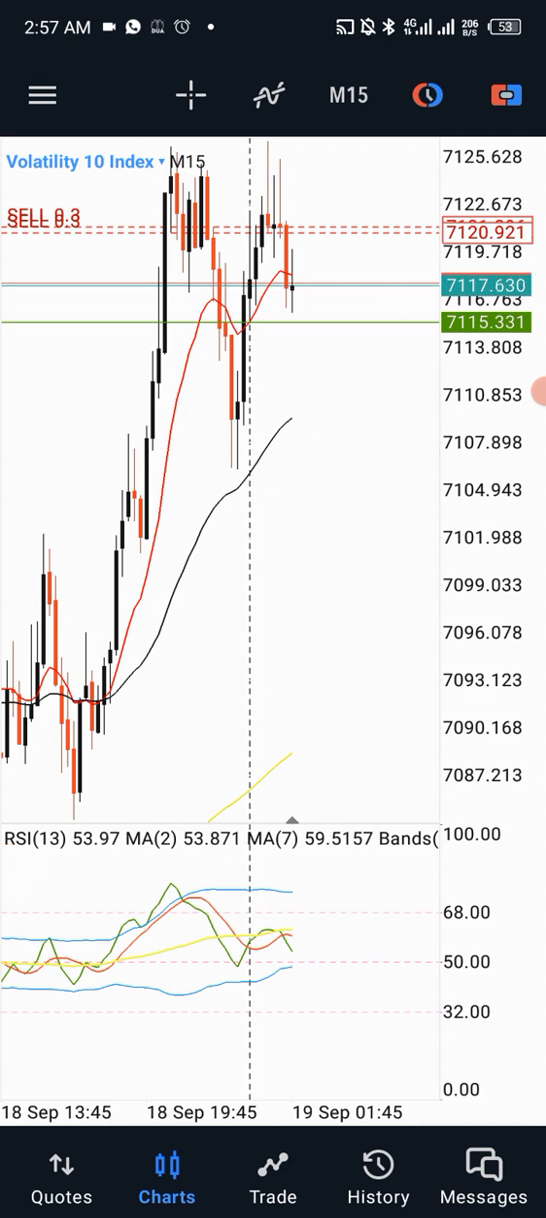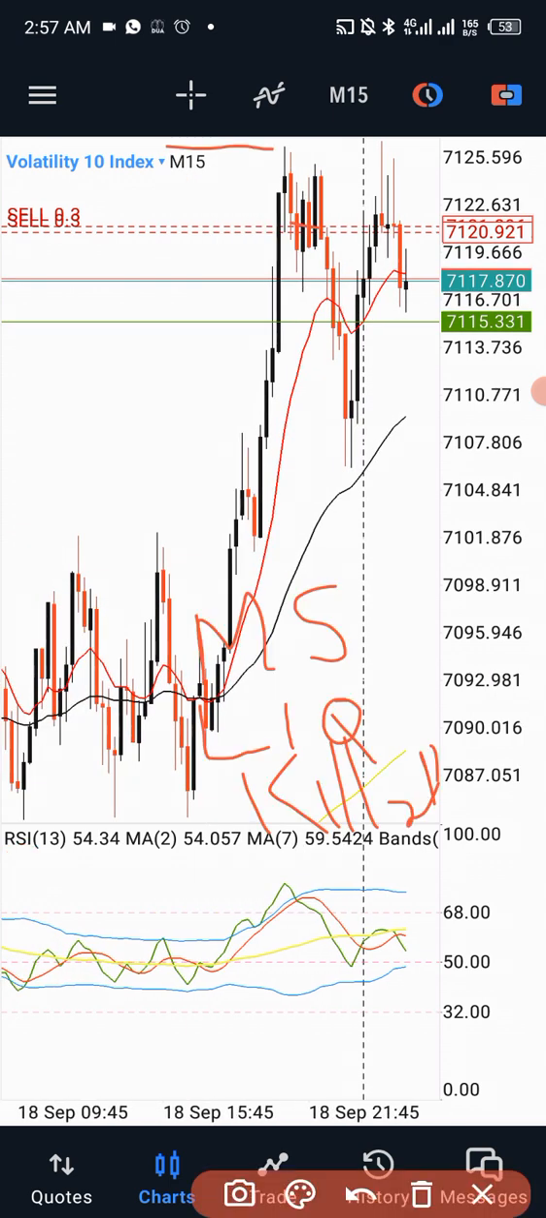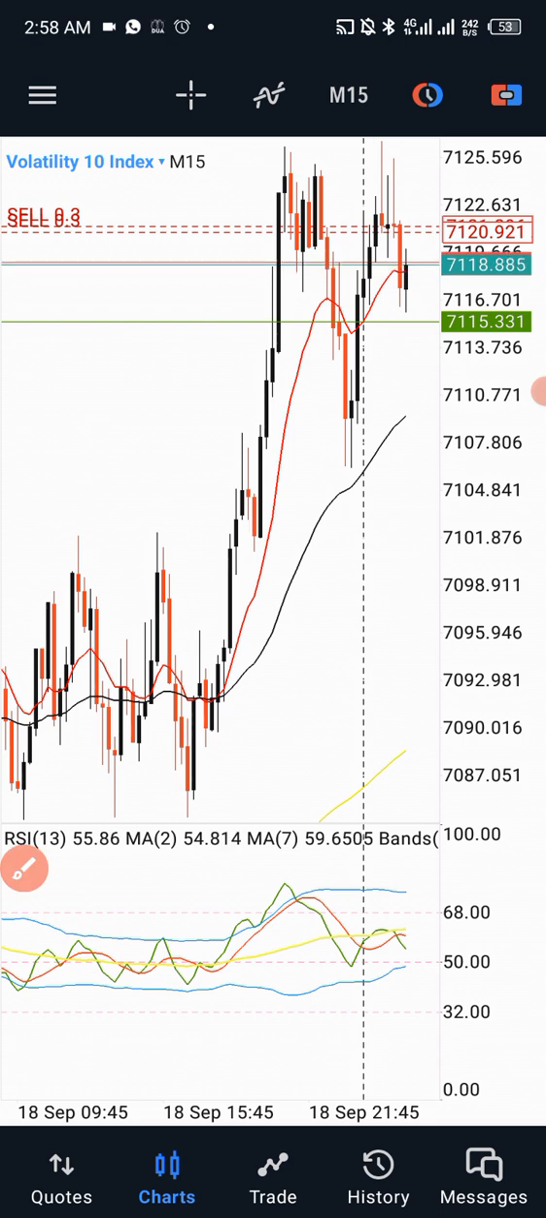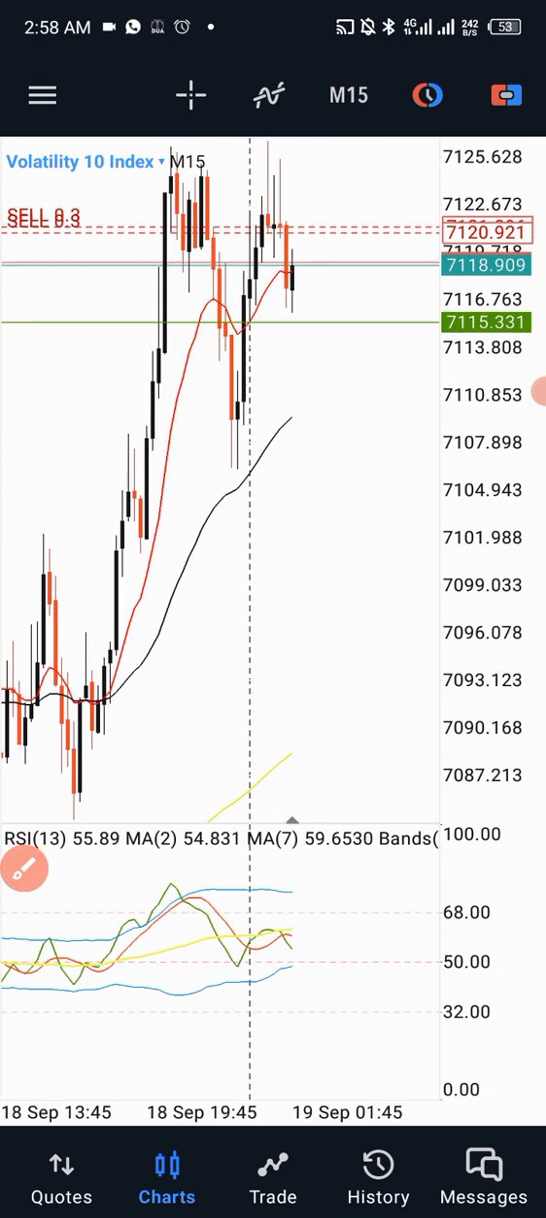Now for the Asian key zone, you have from 2 to 4 a.m. Nigerian time, which is GMT plus 1. For the webinar, you convert it back to your time zone.